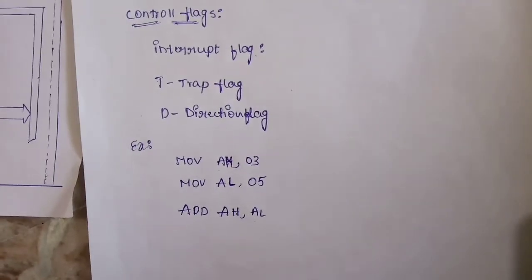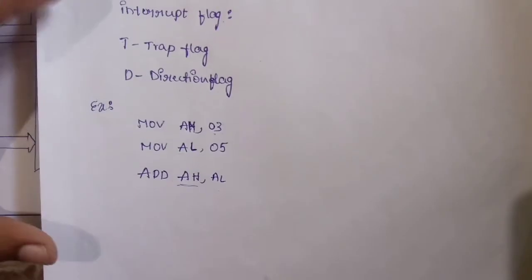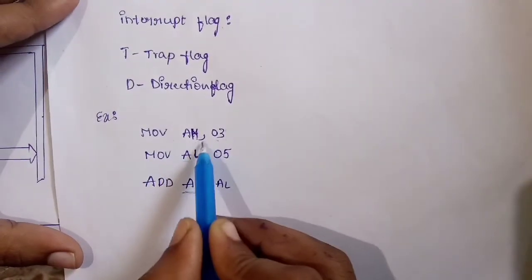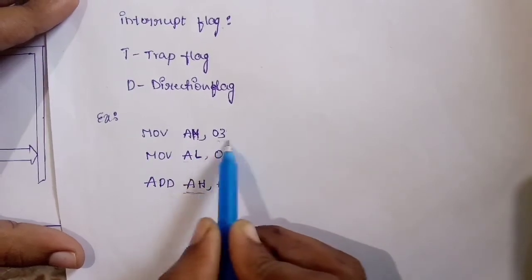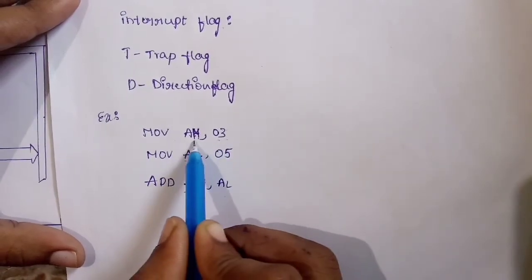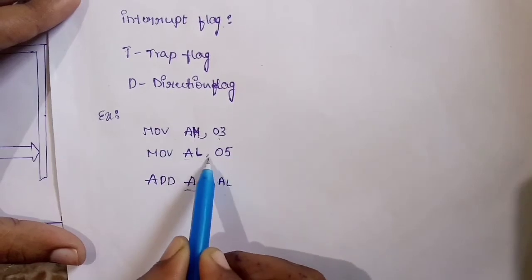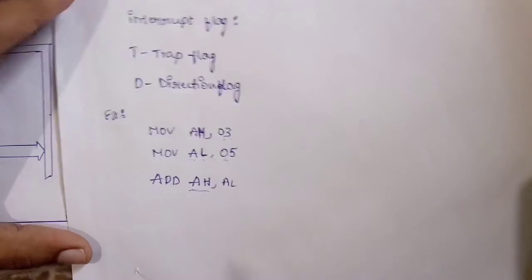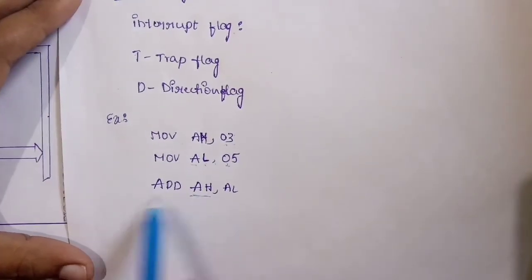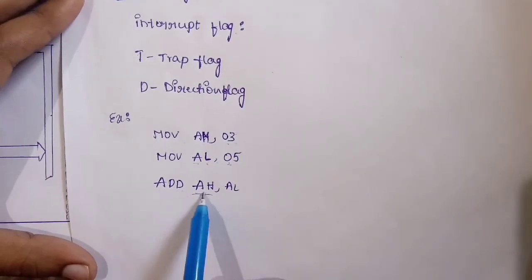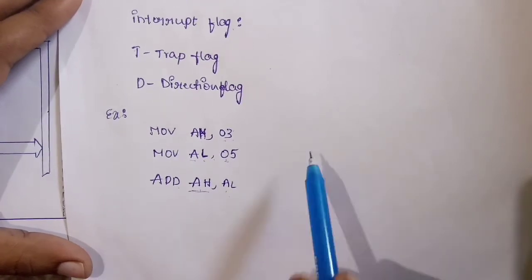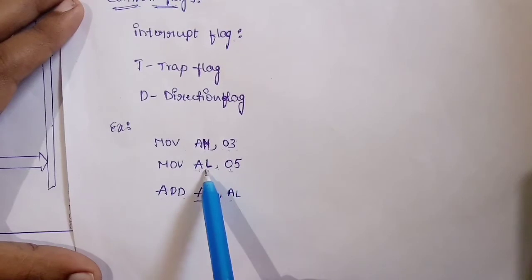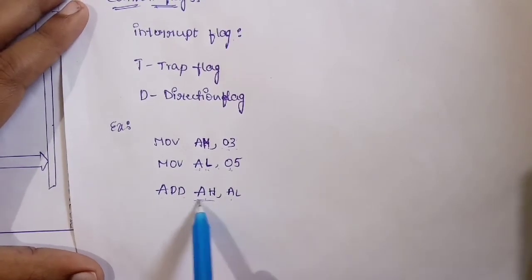Now take one example program. Move AH comma 03: the 03 data is stored in the AH register. Then move AL comma 05: the 5 data is stored in the AL register. Now we give the command add AH comma AL. The contents of AH are added to the contents of AL, and the answer will be stored in the AH register.